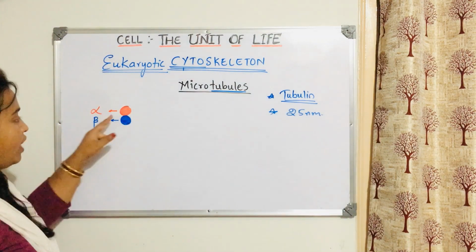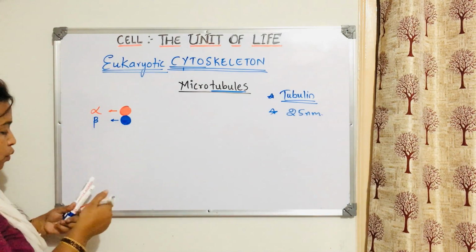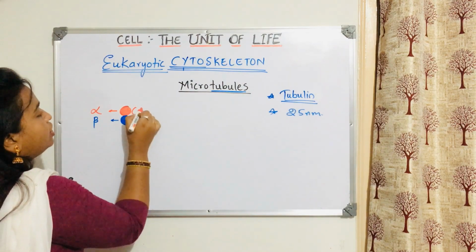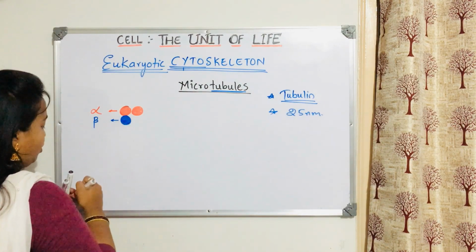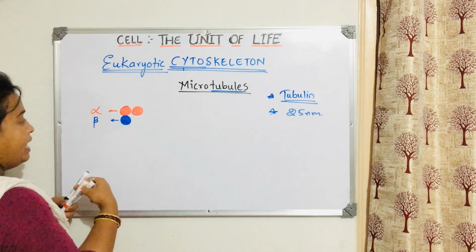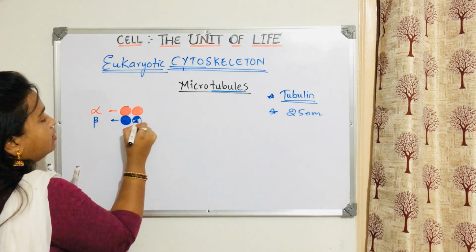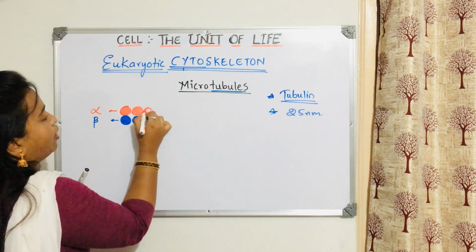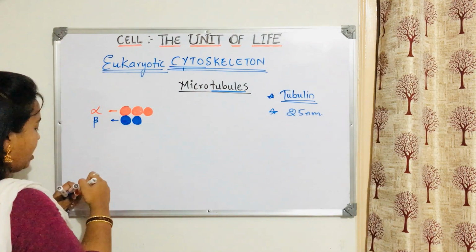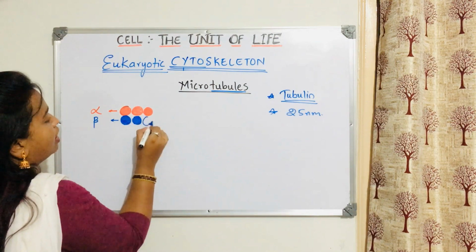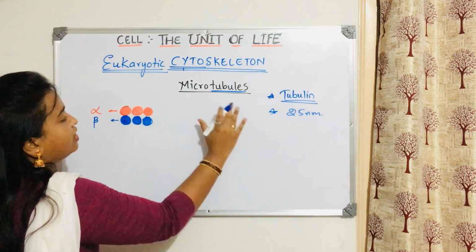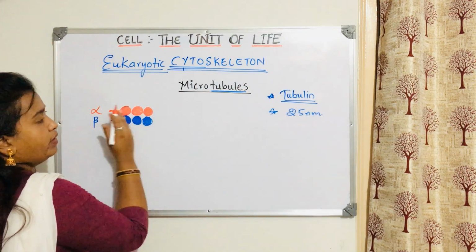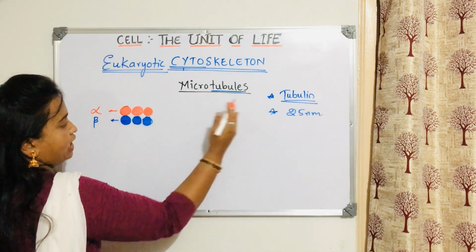Now this alpha tubulin protein and beta, what they do is they go on making a sheet-like structure. They both join together, and then they start joining the other like this. They go on joining like this. Are you able to understand what I'm talking about? Like this, they go on making a sheet. They will completely form one sheet-type structure.